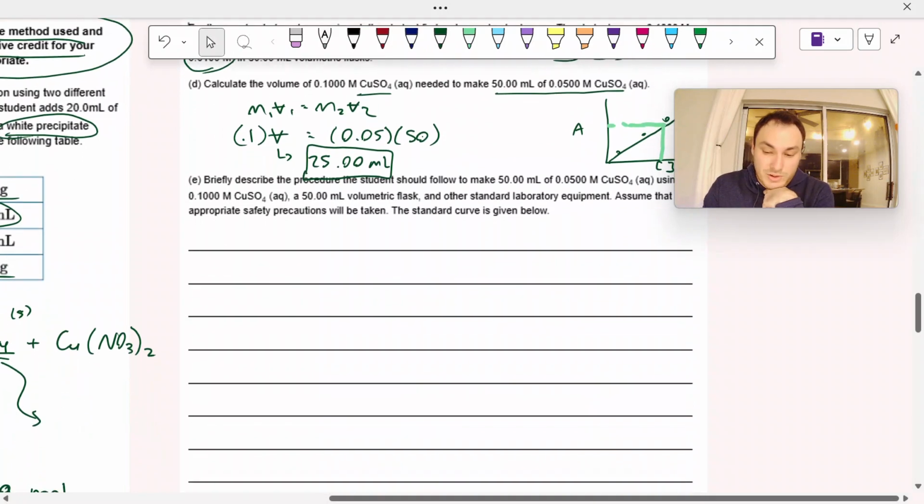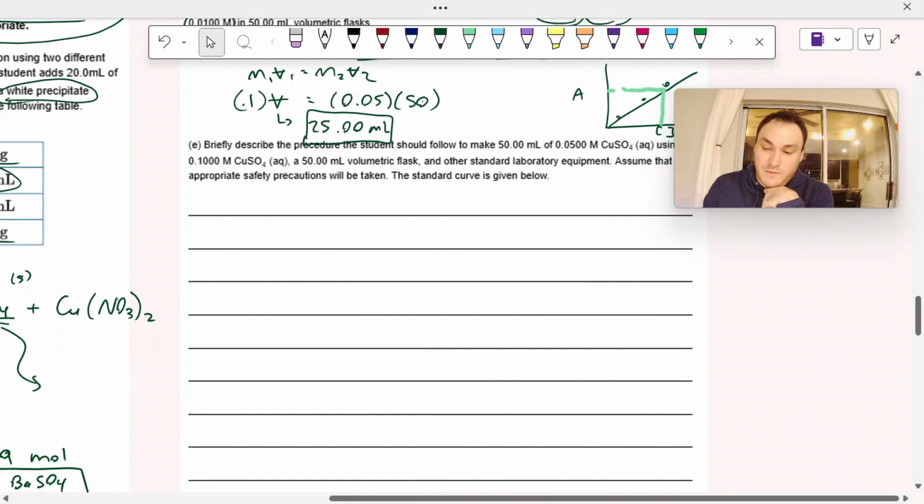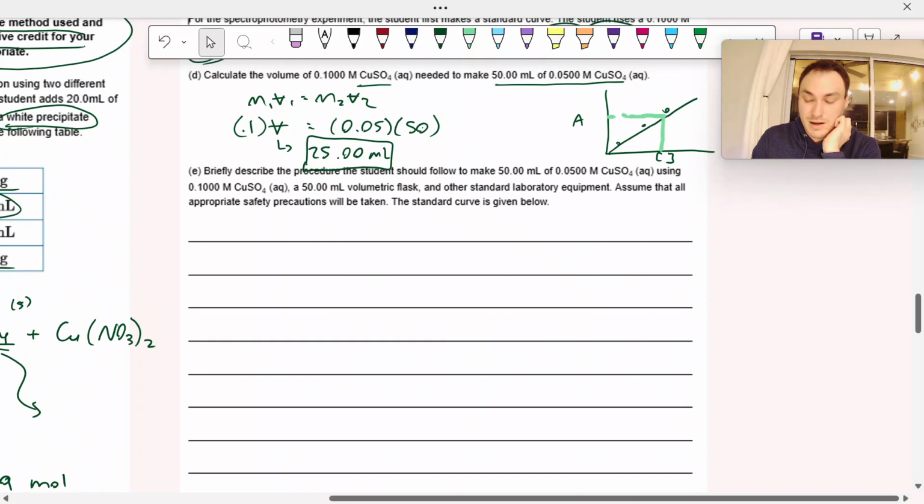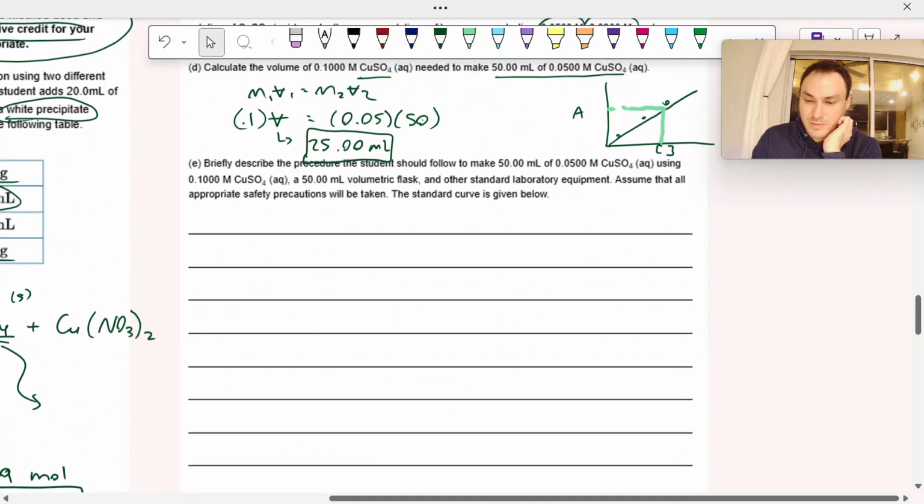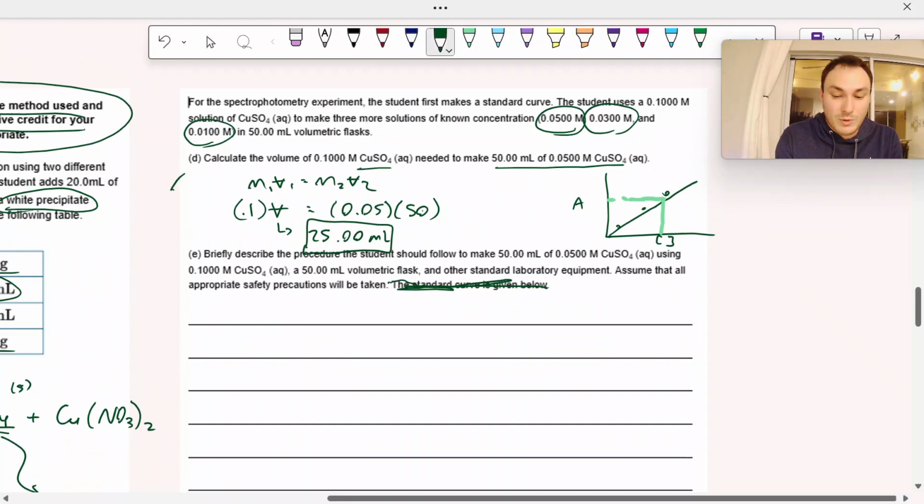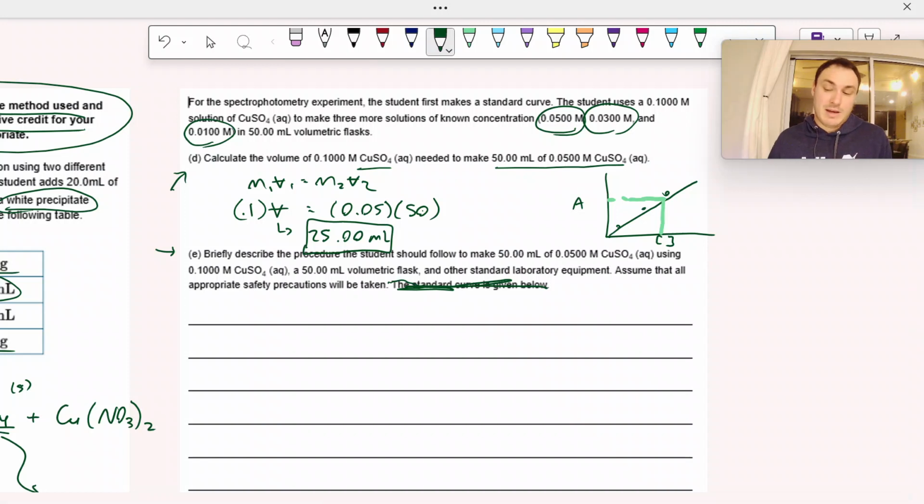Briefly describe the procedure the student should follow to make 50 milliliters of the 0.05 molar copper 2 sulfate using 0.1 molar of the copper 2 sulfate, a 50 milliliter volumetric flask, and other standard laboratory equipment. Assume that all appropriate safety precautions will be taken. The standard curve given below is part of the next question. All right, so D was the math behind making the solution. E is now the lab procedure. How do you actually go out and make that solution? So we don't have to make the initial solution. We already start off with the 0.1 molar copper 2 sulfate.